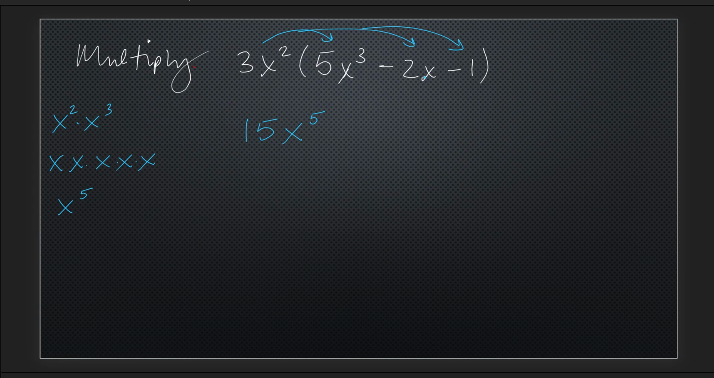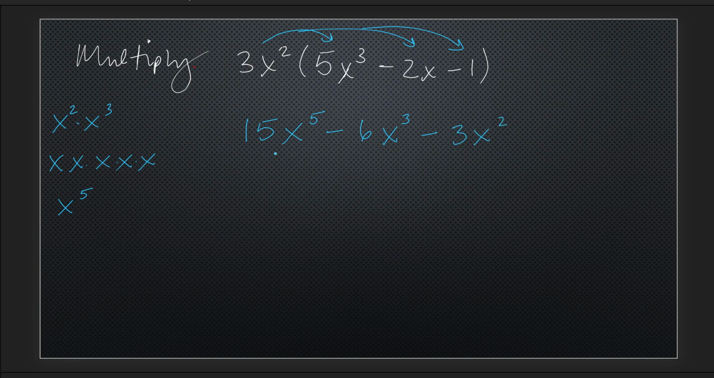And then 3x squared minus 2x gives you negative 6x to the third. Do you see how I got the x to the third? There's a 1 right here, 1x, and there's 2 x's here, so we add those and that makes 3. And then 3x squared times minus 1 is a negative 3x squared.